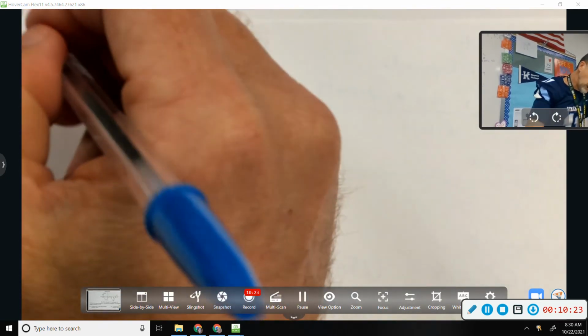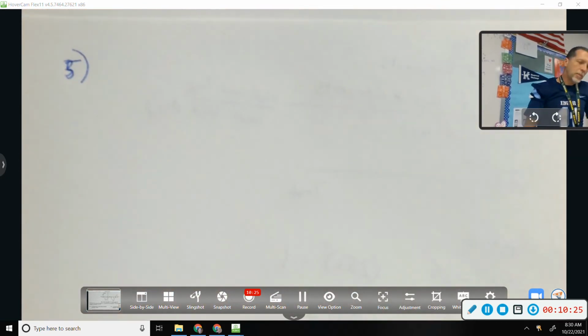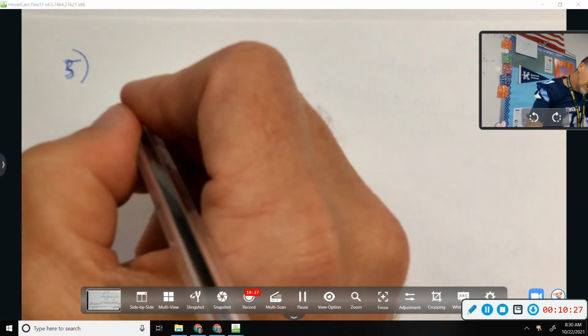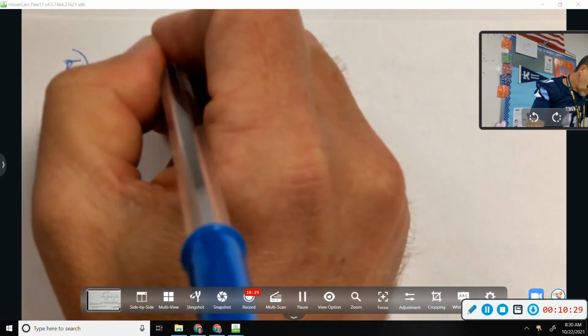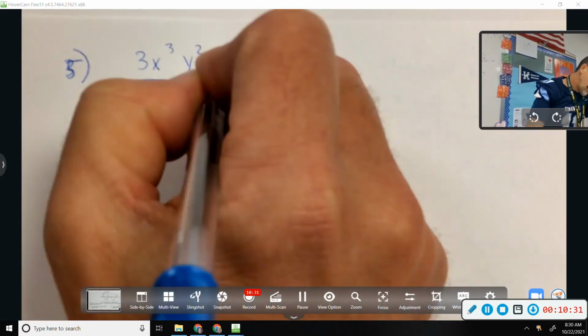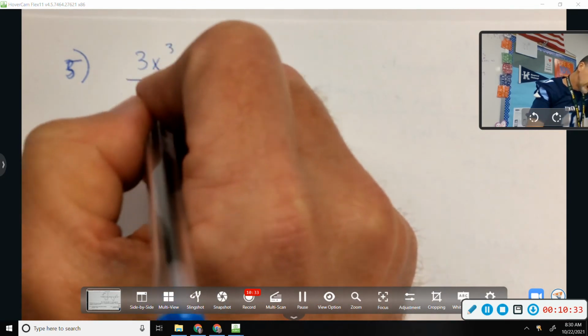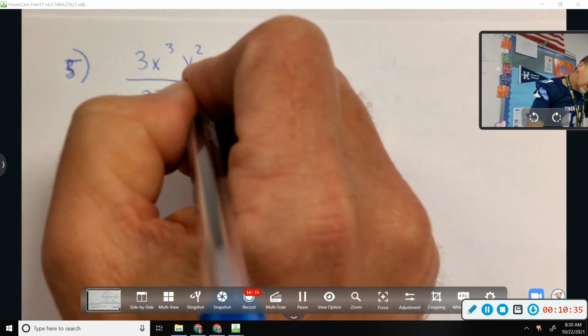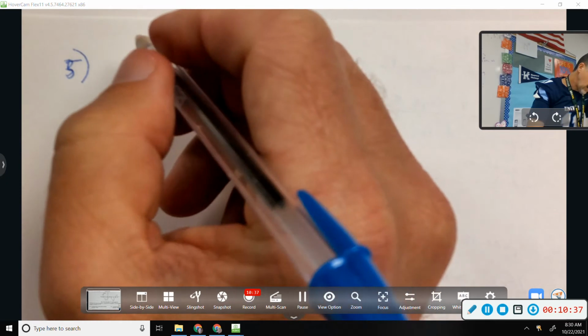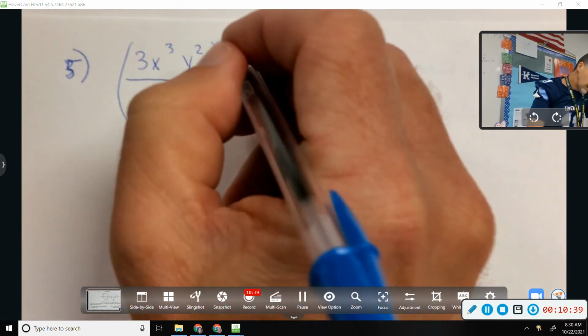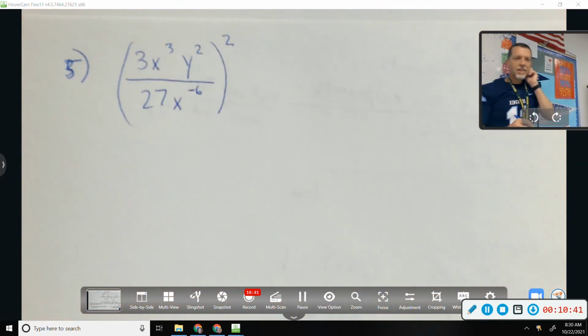Wait, not 3, but 5. Let's jump up in order of difficulty here. 3x cubed y squared over 27 x to the negative 6th, all squared. Yeah, lots of stuff going on in there.